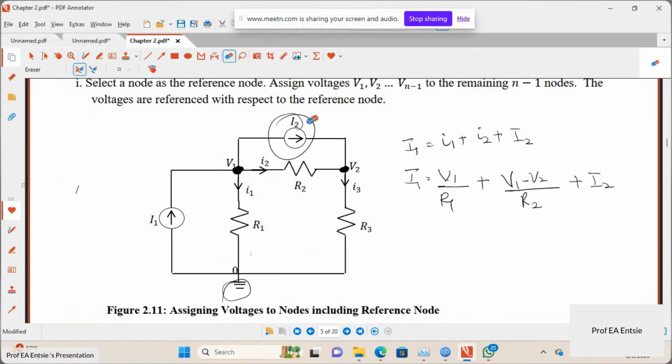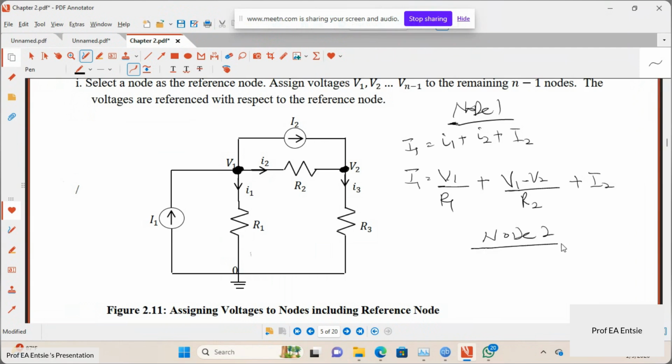So you consider the next node, which is node 2, where you've allocated V2. With node 2, the KCL I will get is small I2 is entering the node, capital I2 is also entering this node, and small I3 is leaving. So I3 is equal to the ones entering, I2 plus capital I2.